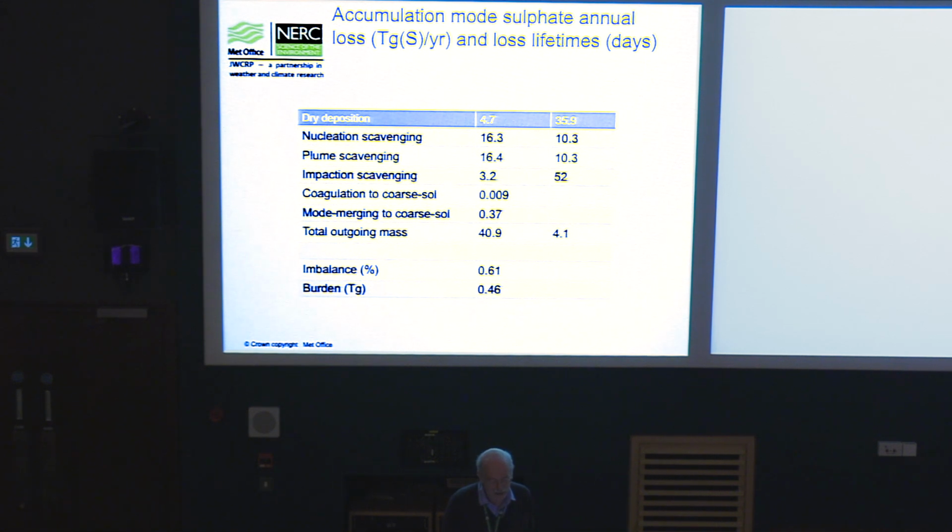The other thing you can check is whether your budget's balanced. In this case, it is. And on the right, there are the loss lifetimes in days, and they're 10 days each for nucleation scavenging and plume scavenging. So do have a go at the aerosol budgets, and indeed the gas phase budgets, to show what's going on, because they are very revealing.